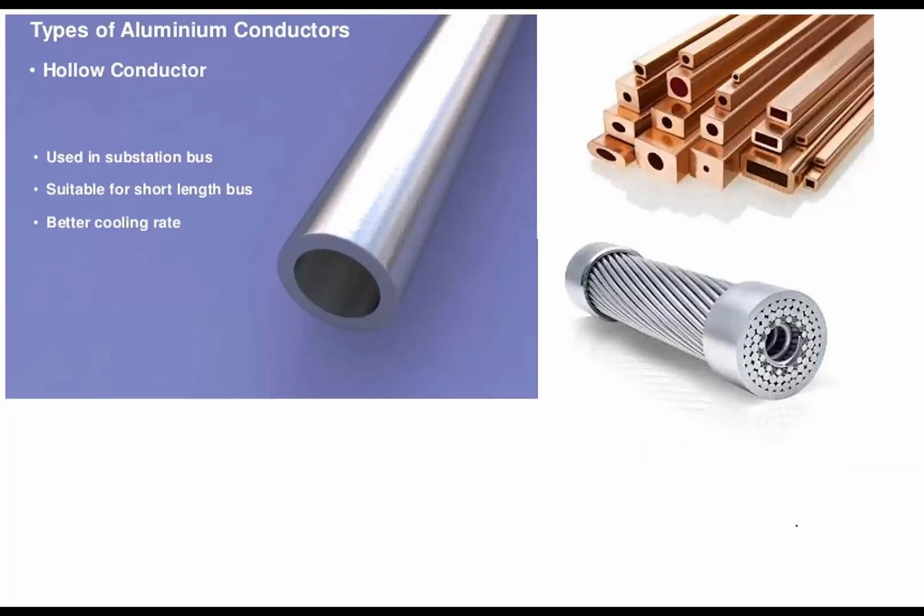Next are the hollow conductors. Hollow conductors are the ones where the center portion is empty, and see here the center portion is empty, it has nothing, and the outer portion has the conducting material. So hollow conductors are used where you require more mechanical strength and more current carrying capacity.